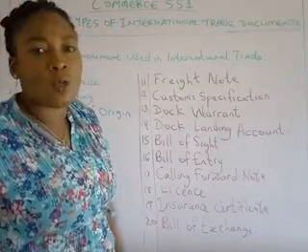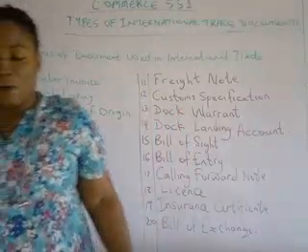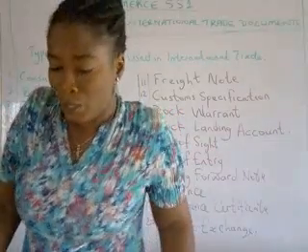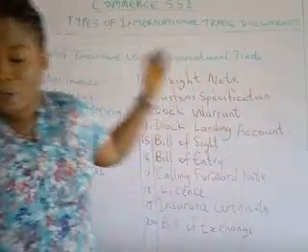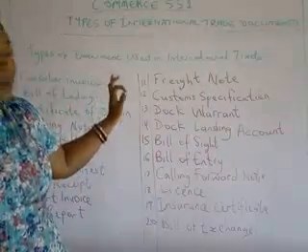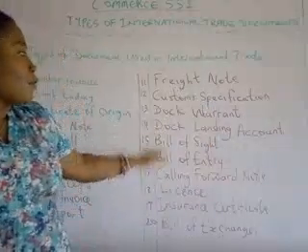Then let's go to the next one, dock warrant. We are talking about dock warrant. Dock warrant is a receipt for goods delivered and stored in the warehouse. They are going to issue this for you, so you are able to take possession of it, showing that this particular good is stored on behalf of this person.